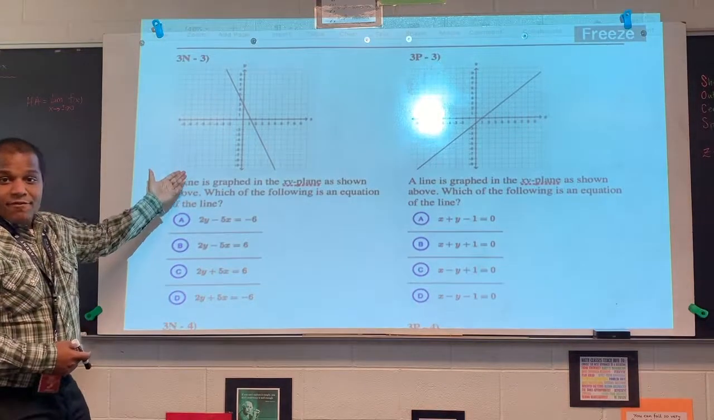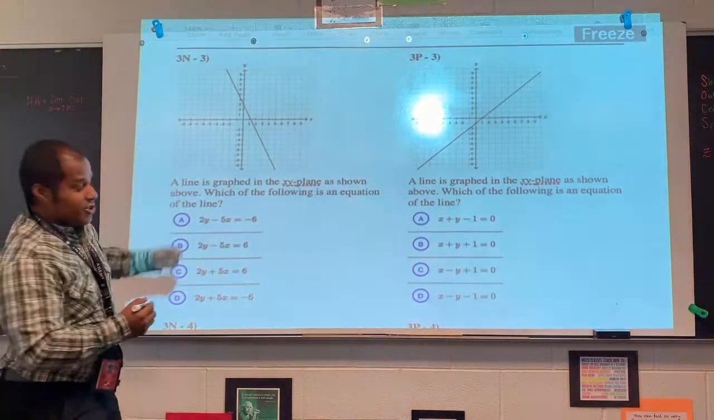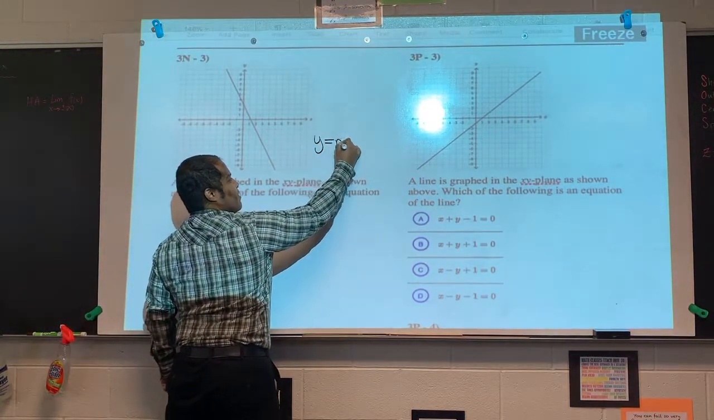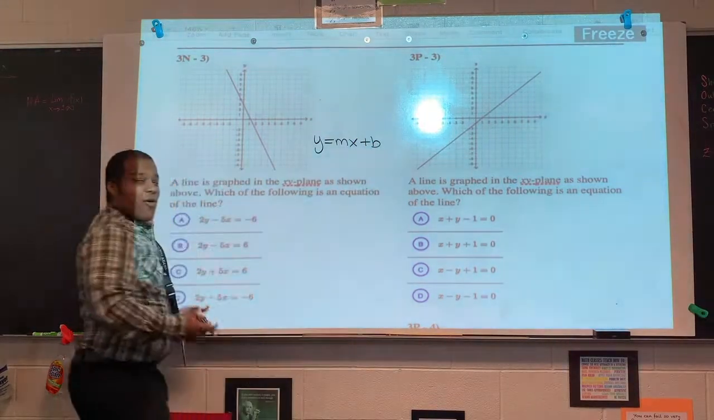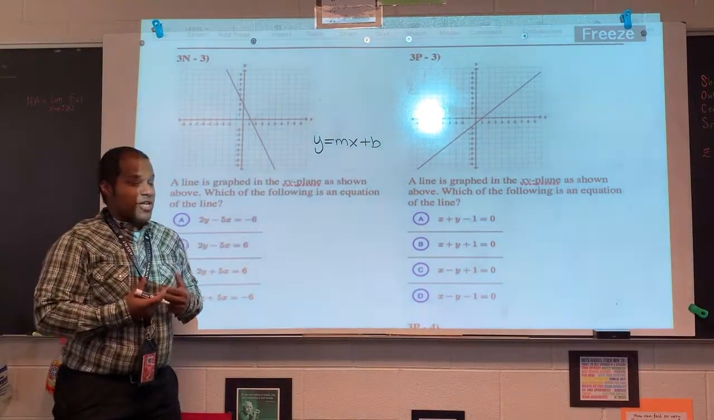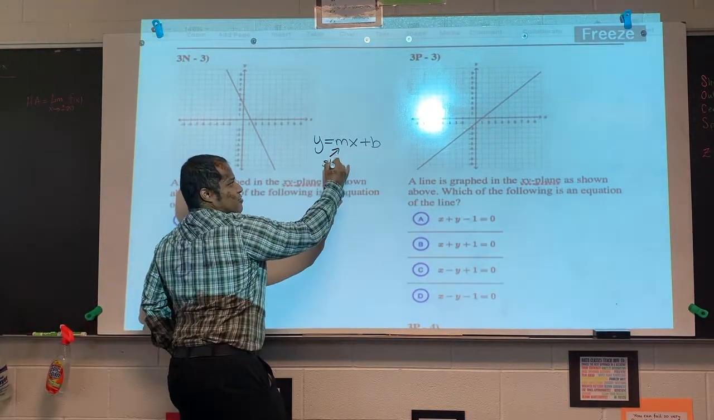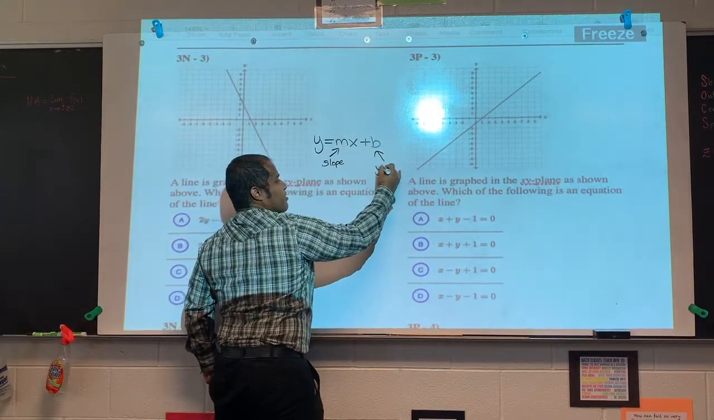We have another graph. Our job is to build an equation. For our linear functions, this guy is a good friend: y equals mx plus b. We call this slope-intercept form. Now, our job when we fill in this equation is to find m, the slope, and b, the y-intercept.